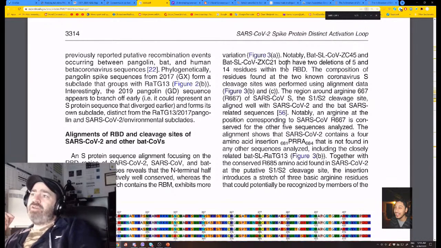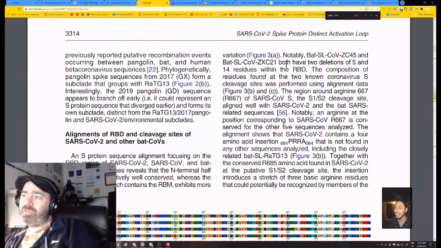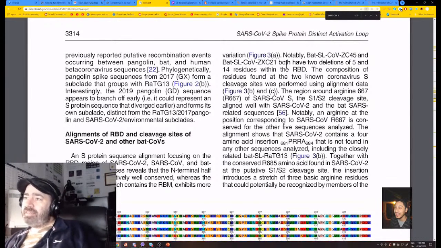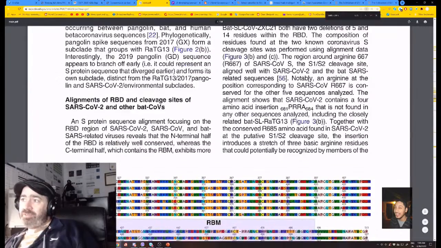Composition of residues found at the 2 known coronavirus S cleavage sites was performed. Alignment data: the region around the arginine at the SARS-CoV S1-S2 cleavage site aligned well with SARS-CoV-2 and the bat SARS-related sequences. And this is a bit that's interesting. Notably, an arginine at the position corresponding to SARS-CoV R667 is conserved in the other 5 sequences analyzed.